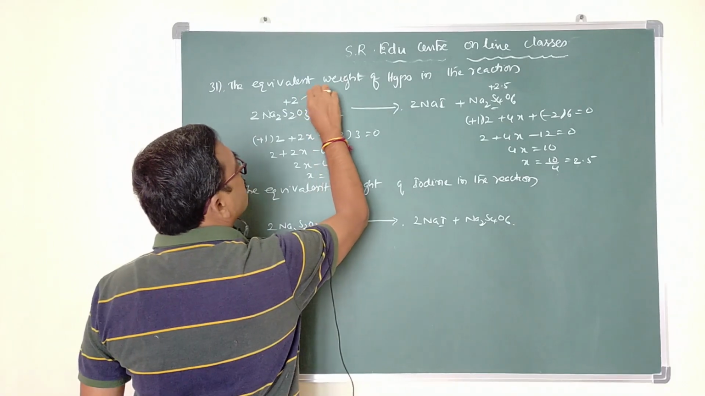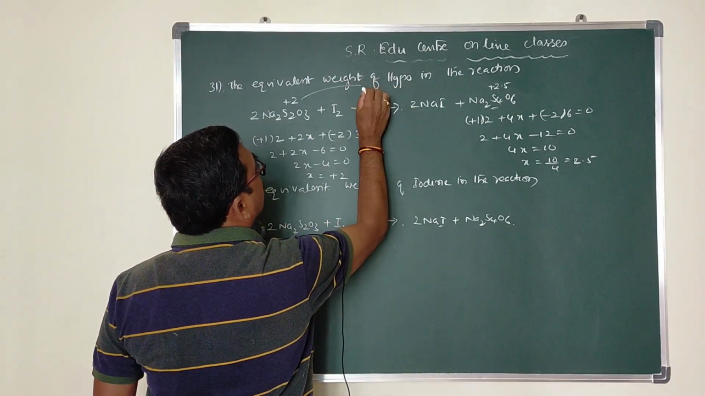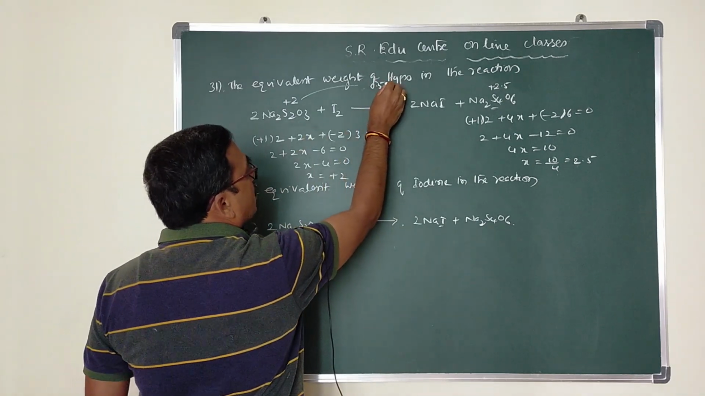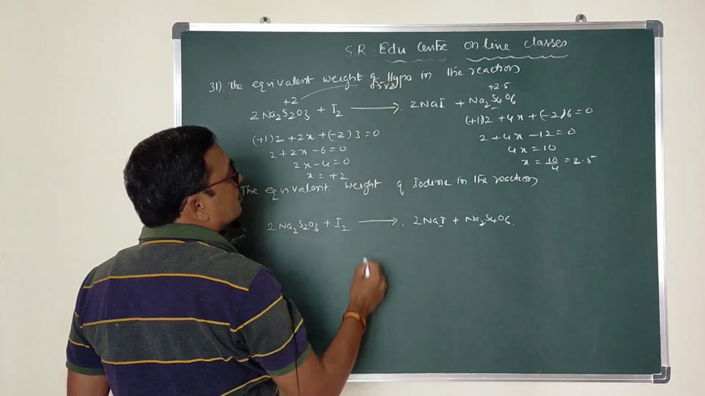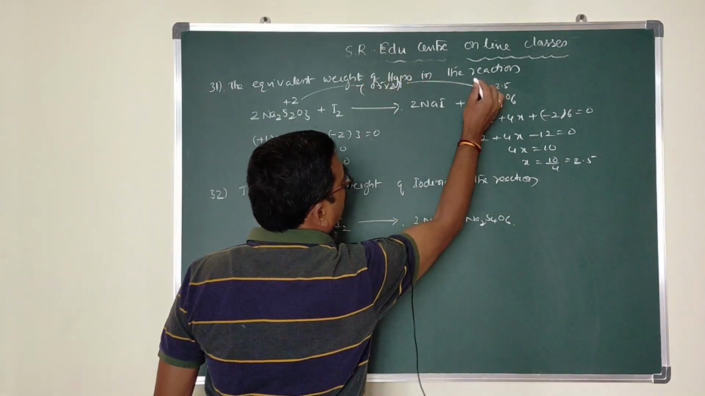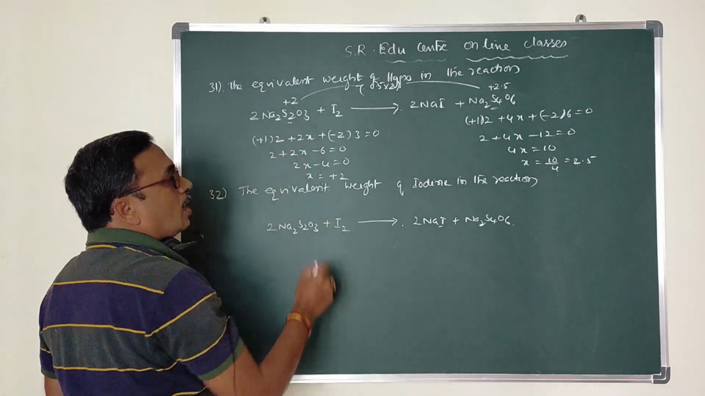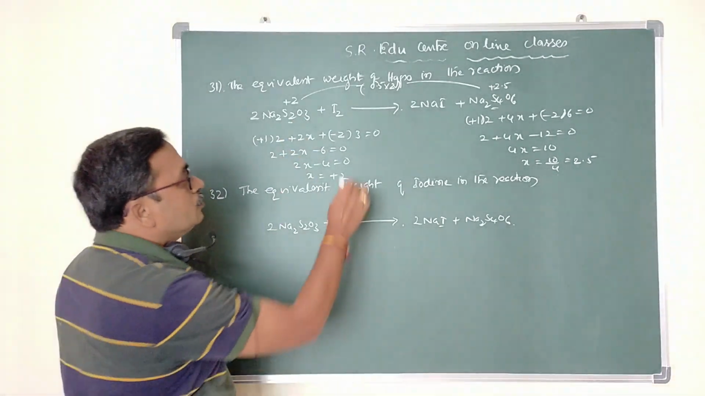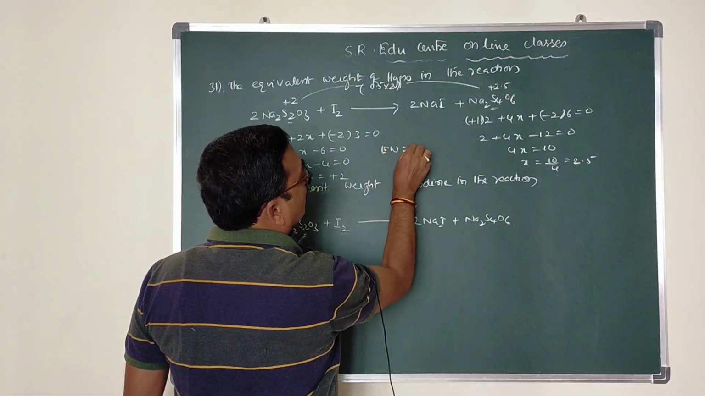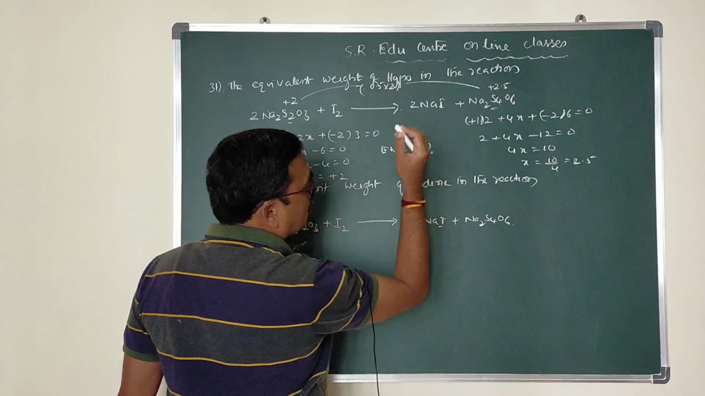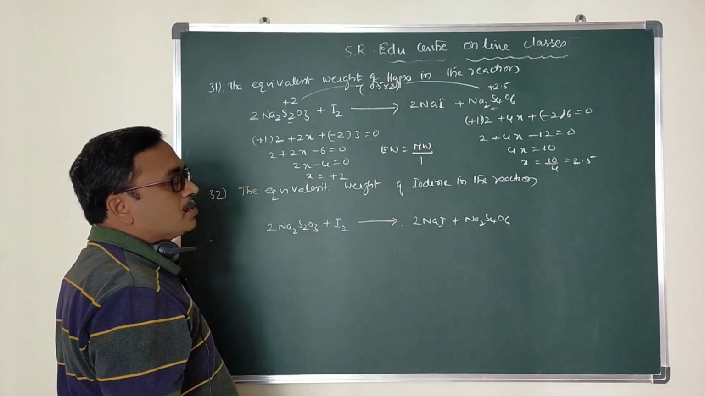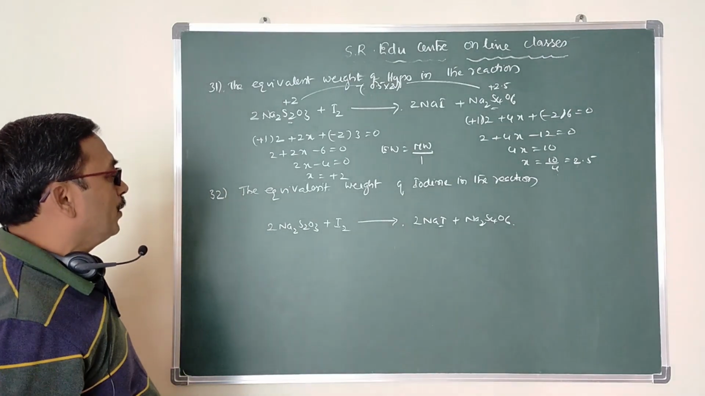So the change in oxidation state is 0.5. But the change in oxidation state per molecule is 0.5 into 2, because the hypo contains 2 sulfur atoms. 0.5 into 2 means 1. Therefore, equivalent weight is equal to molecular weight by the change in oxidation state per molecule, that is 1. That means here equivalent weight is equal to molecular weight.